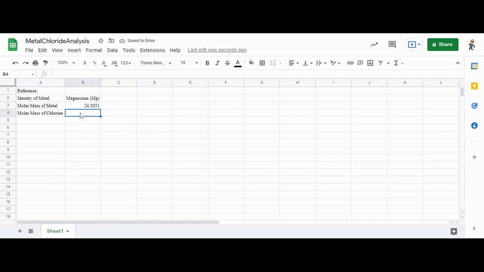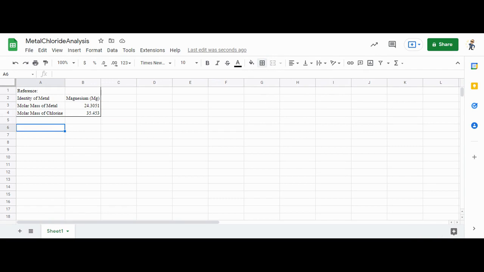Because this activity is all about making a metal chloride, everyone is going to use the same mass of chlorine, which is going to be, again, from the periodic table. It helps when using a spreadsheet to not include units in the cells where the numbers are being placed, because then it comes in as text and it won't be able to work well in calculations. These are the only pieces of reference information I'm going to use, so I'm going to make sure to put them in a box.